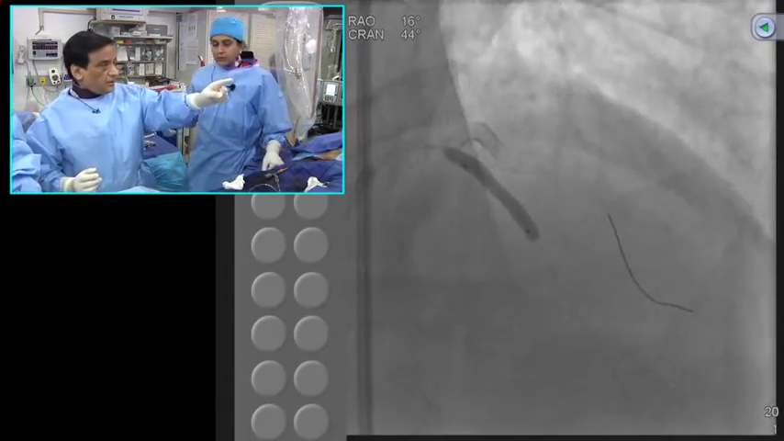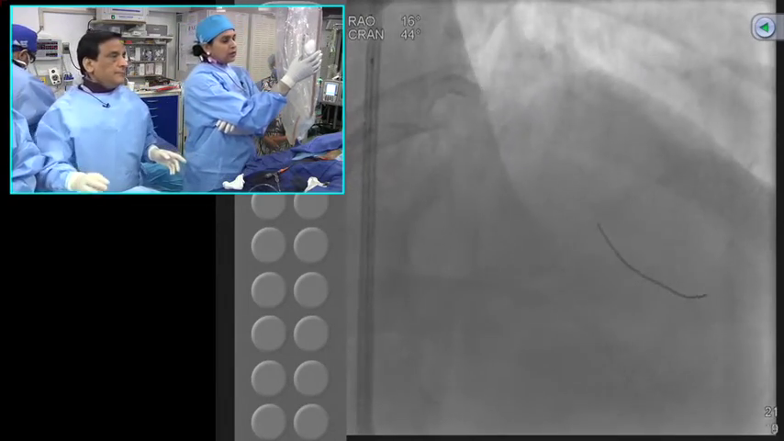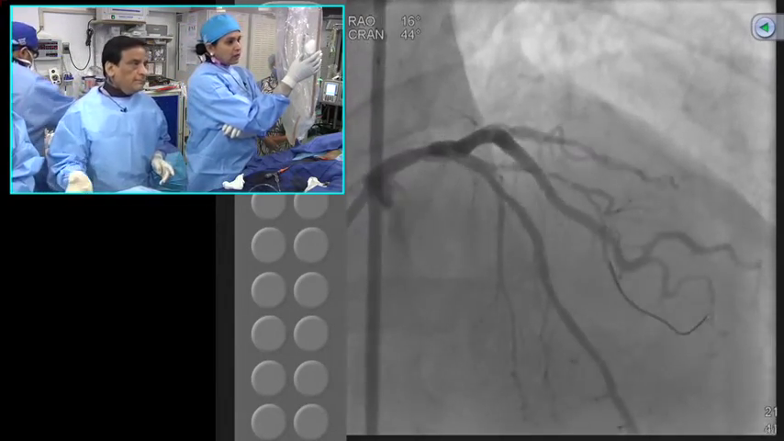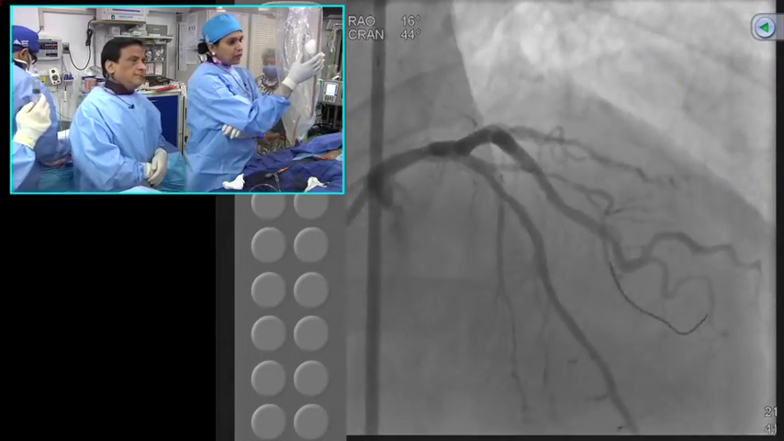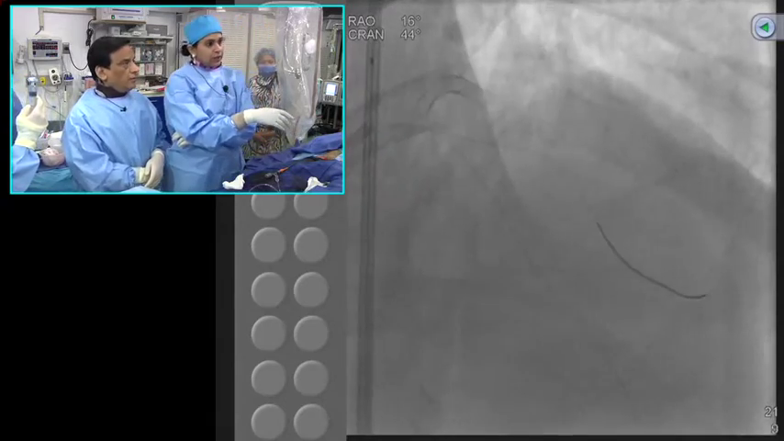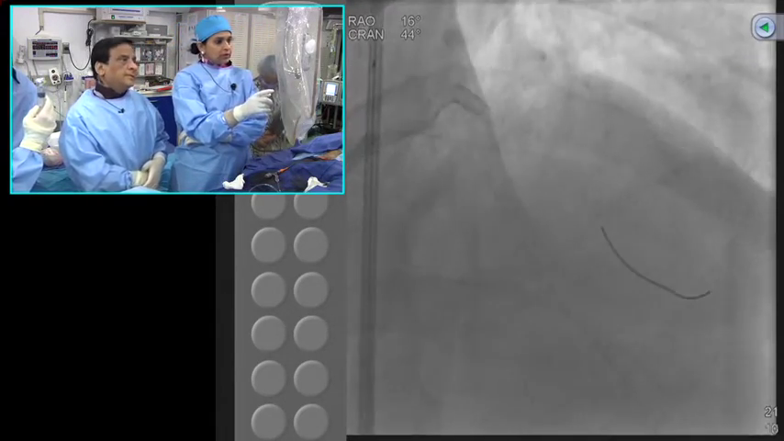So now let's talk about the strategy. We have taken the next picture. Yeah, we have a 2.25 and a 3.2 for the diagonal. Okay. Let's go with the diagonal first. I think 3.5 will be too big for the LAD. You can have just 3.0. We got a 3.0 post-dilate. What's the stenting technique?